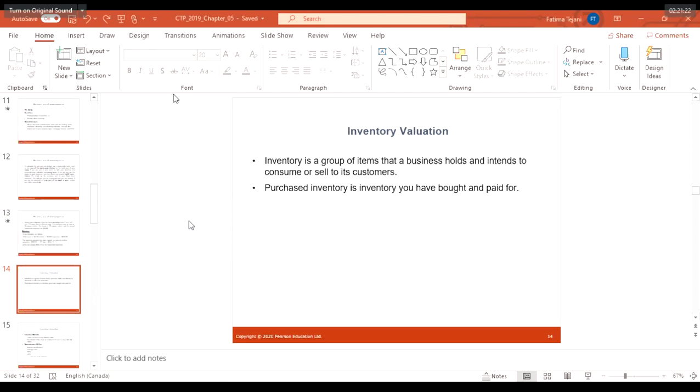What is inventory? Inventory is a group of items that a business holds and intends to consume or sell to its customers. Purchased inventory is inventory you bought and paid for. Now, I'm sure everybody knows at this point what inventory is. There are businesses who purchase inventory and resell it to customers. They also hold some inventory. I'm talking about big corporations, but we are talking about unincorporated businesses; I'm just giving you an example.